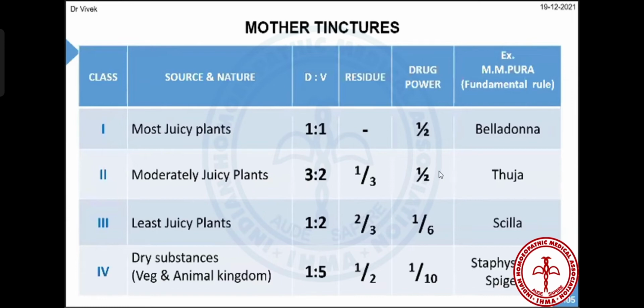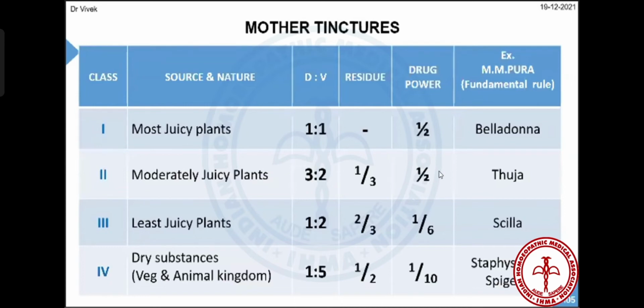Okay, so for each class you will have to remember the nature of the material, the type of material in each class, the drug vehicle ratio, the drug power or drug strength, and under which drug Hahnemann has mentioned that. The drug under which a particular class is mentioned is called the fundamental rule. Sometimes the question can come as, which is the fundamental rule of class 1? That means under which drug Hahnemann has mentioned the preparation of class 1. So you need to remember this table.